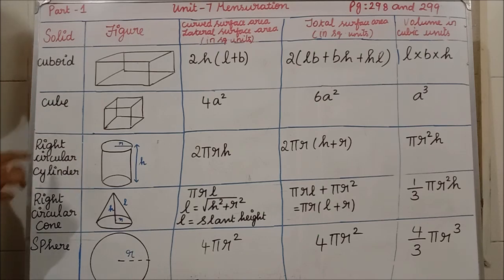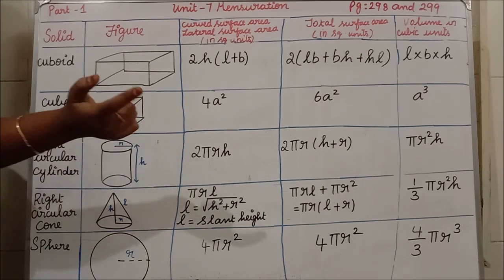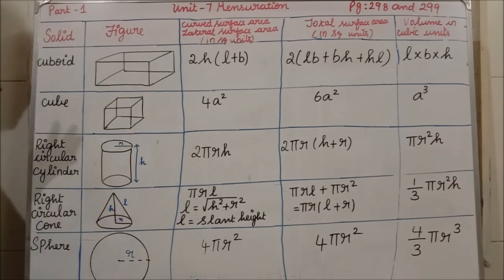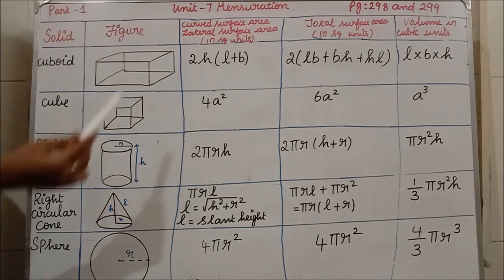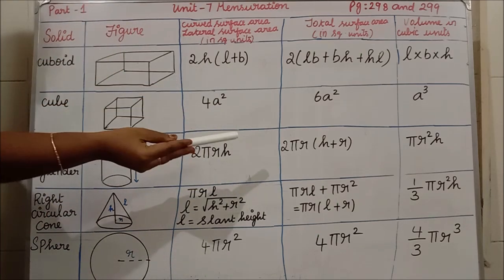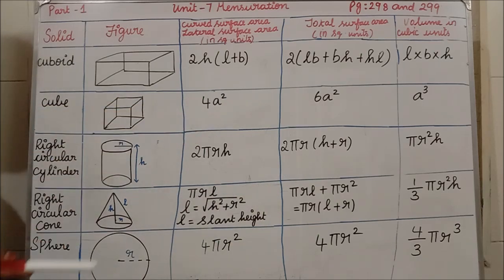Then third one is cylinder. Curved surface area of the cylinder, which is 2 pi RH. Most probably we will be using for more problem this cylinder based problem only. So you have to be thorough in all the formulas. Now curved surface area of the cylinder is 2 pi RH. Total surface area of the cylinder is 2 pi r into h plus r. Volume of the cylinder is pi r square h.